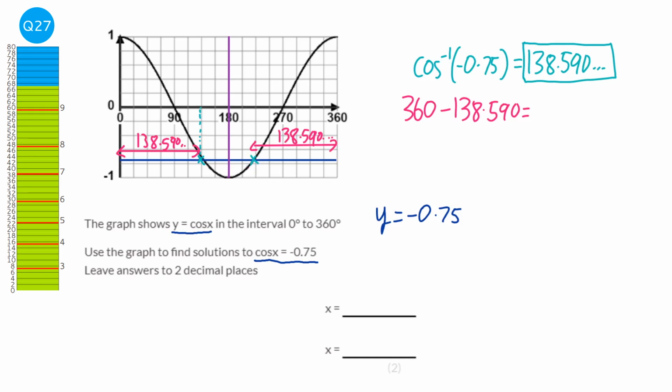And so we've got, type that into the calculator, you get 221.409, blah, blah, blah. We want the answer to 2 decimal places, so the first solution is 138.59, and the other solution is 221.41.